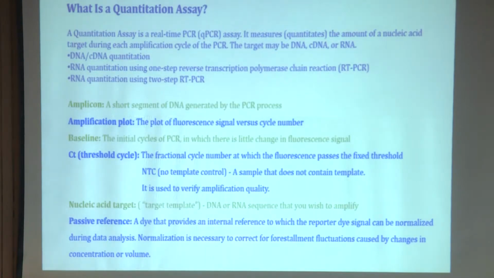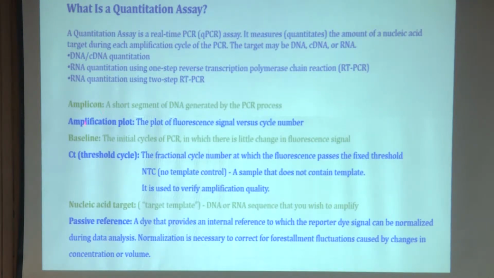Well, what do you mean by quantitation assay? The word is something new for some of us, in the sense that we don't call it quantification. We use the word quantitation, but actually it measures the amount of nucleic acid target during each amplification cycle of the PCR, and the target may be DNA, cDNA, and RNA. So there are several ways you can quantify them using real-time PCR and using SYBR chemistry.